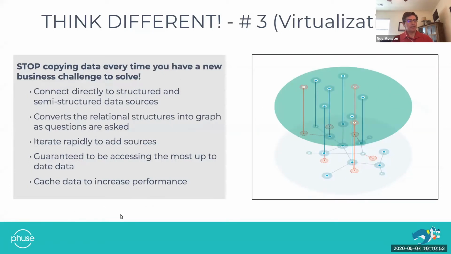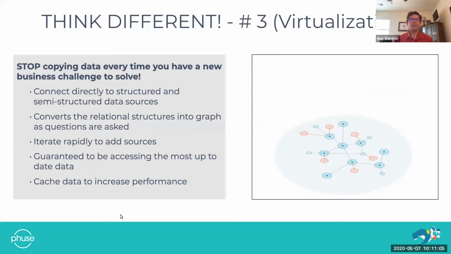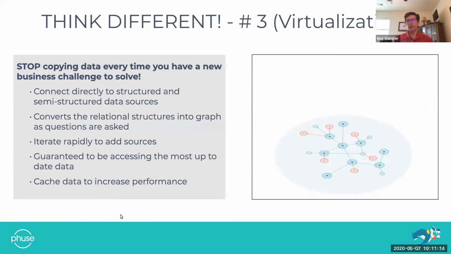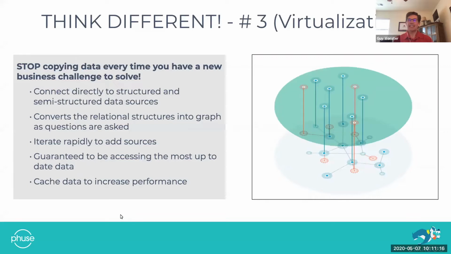And the third part is all about virtualization, and this idea of not having to create copies of copies of copies every time we want to solve a particular business problem. So in the world of Stardog, all we need is a read-only connection to a back-end database, whether that be a structured database such as SQL, Oracle, or a semi-structured environment such as Cassandra, Mongo, Elasticsearch, and so on. We need a read-only connection, at which point we can connect to those environments.